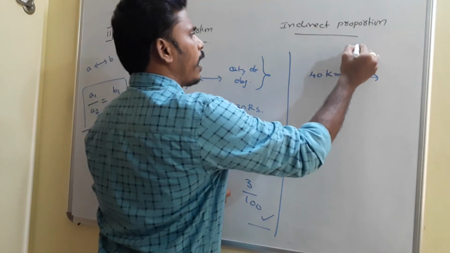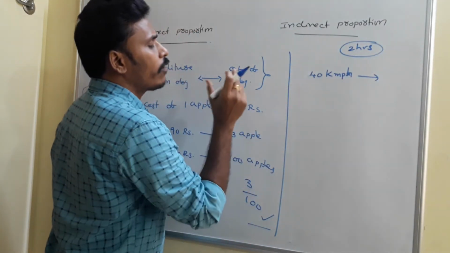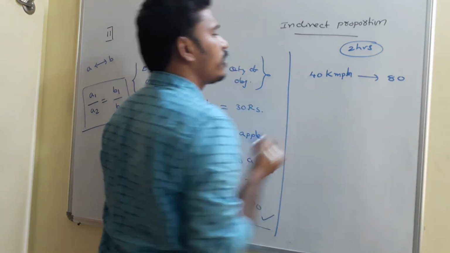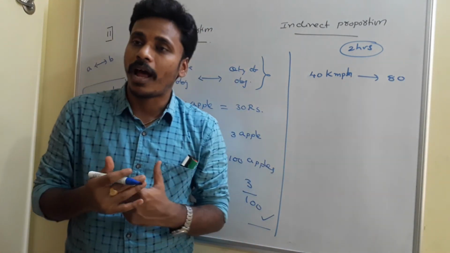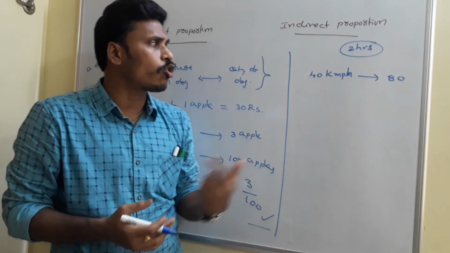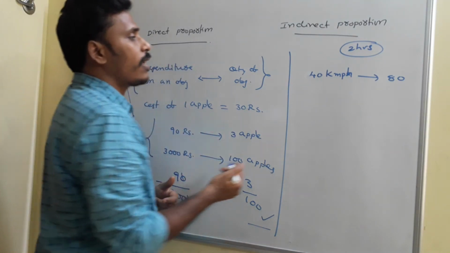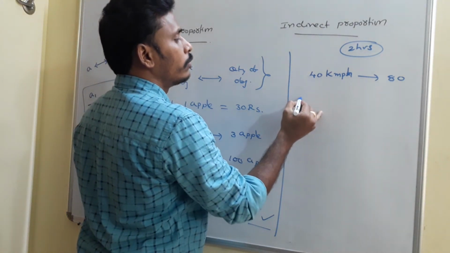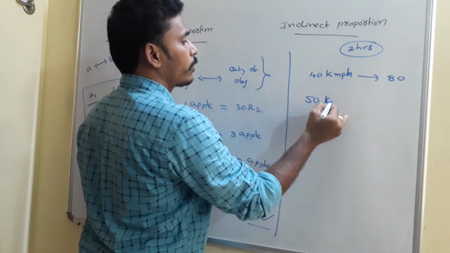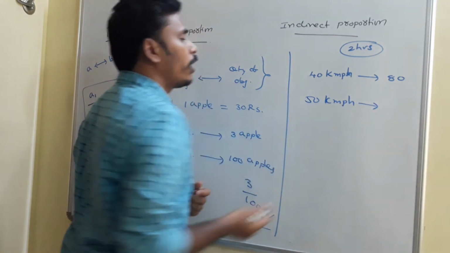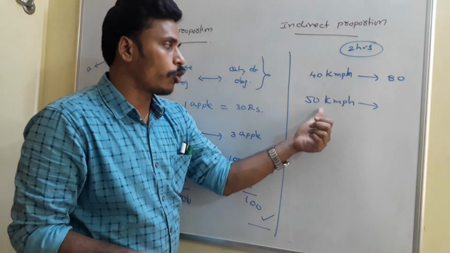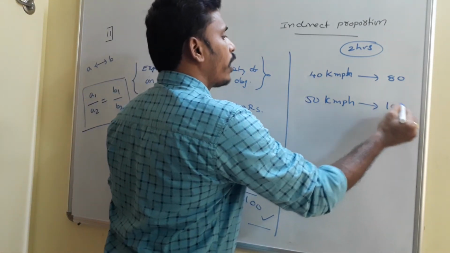You may say fix some time. If you fix the time like 2 hours, and my speed is 40 kilometers per hour, then the distance covered by me is 40 kilometers per hour, in the sense that in 1 hour I am covering 40 kilometers. So in 2 hours I may cover 80 kilometers. For example, if my speed is 50 kilometers per hour, then how much distance do I cover in 2 hours? Automatically in 1 hour it is 50 kilometers, then in 2 hours it is 100 kilometers.